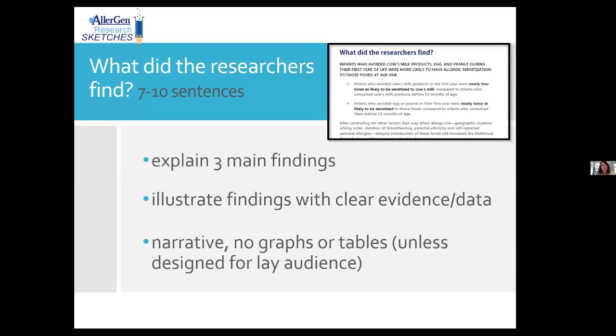The next section in the research sketch is, what did the researchers find? And this is the most important part of the clear language summary. So if the previous two sections have been well composed, then a description of the main findings should flow quite easily from the story that you've already built. Here is where you explain the three main findings from your study.